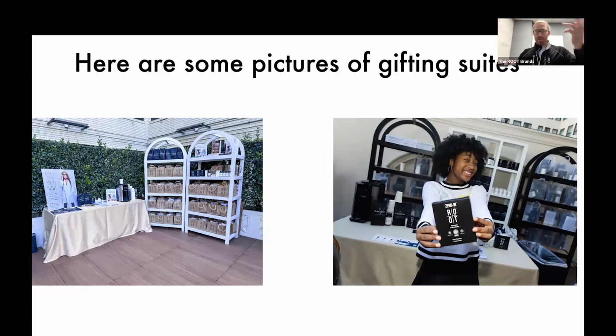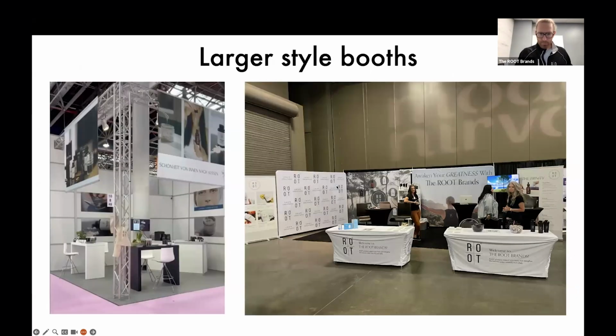I think this event was pretty cheap. We just rented those 2 stands where you see the arches and the gift bags, and they came through and we gifted away some product. This is just an opportunity for you to see some different ideas that you can utilize.